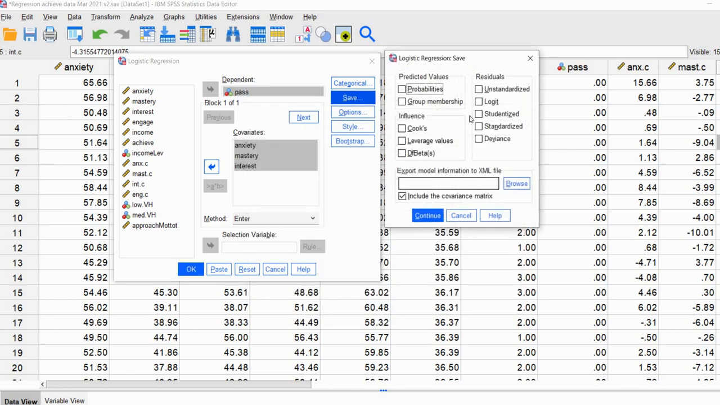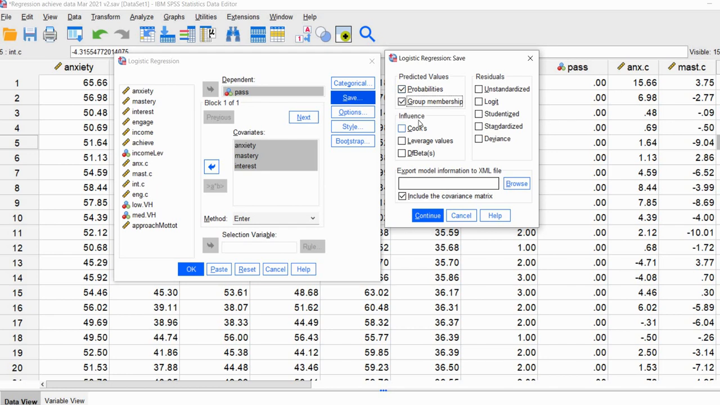Under the Save button, you can get some additional information that you might find useful. Where it says predicted values, you'll see it says probabilities. By clicking on that, it's going to generate the predicted probability for each case of falling into the target outcome category. In this case it's going to be a student who passed the test. So it's the predicted probability of a student passing a test based on their responses to those other predictor variables. And then based on those probabilities we can assign a predicted group membership. The program is going to do this automatically, and I'll walk you through a little bit of that in a bit.